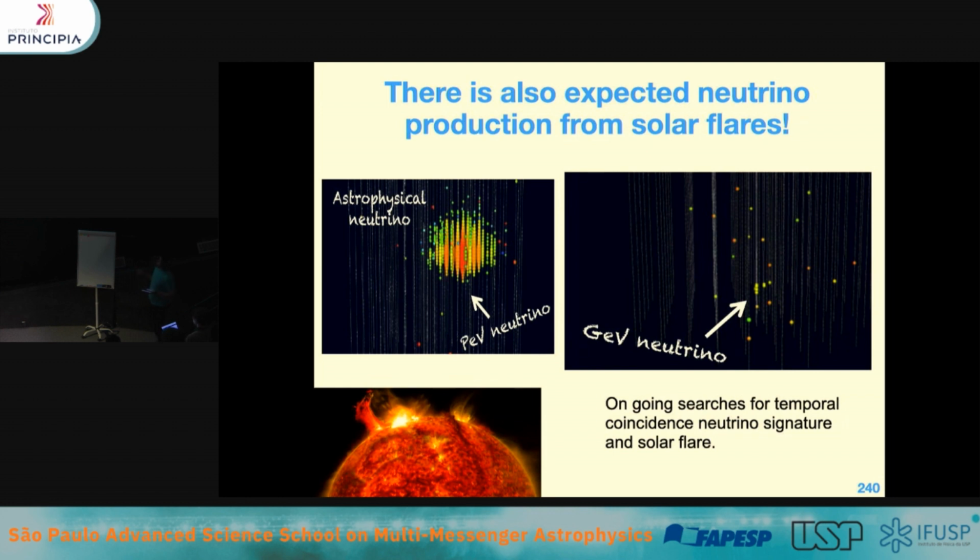Kamiokande has a better directionality, but it's too small. So his question was about Kamiokande's capacity to do this. Yes, the resolution of Kamiokande is better, but it's just too small. But the thing that saves you here is that you know the solar flare timing when it happens, so you can do a coincidence search in time, right? So it's something that we're looking into.